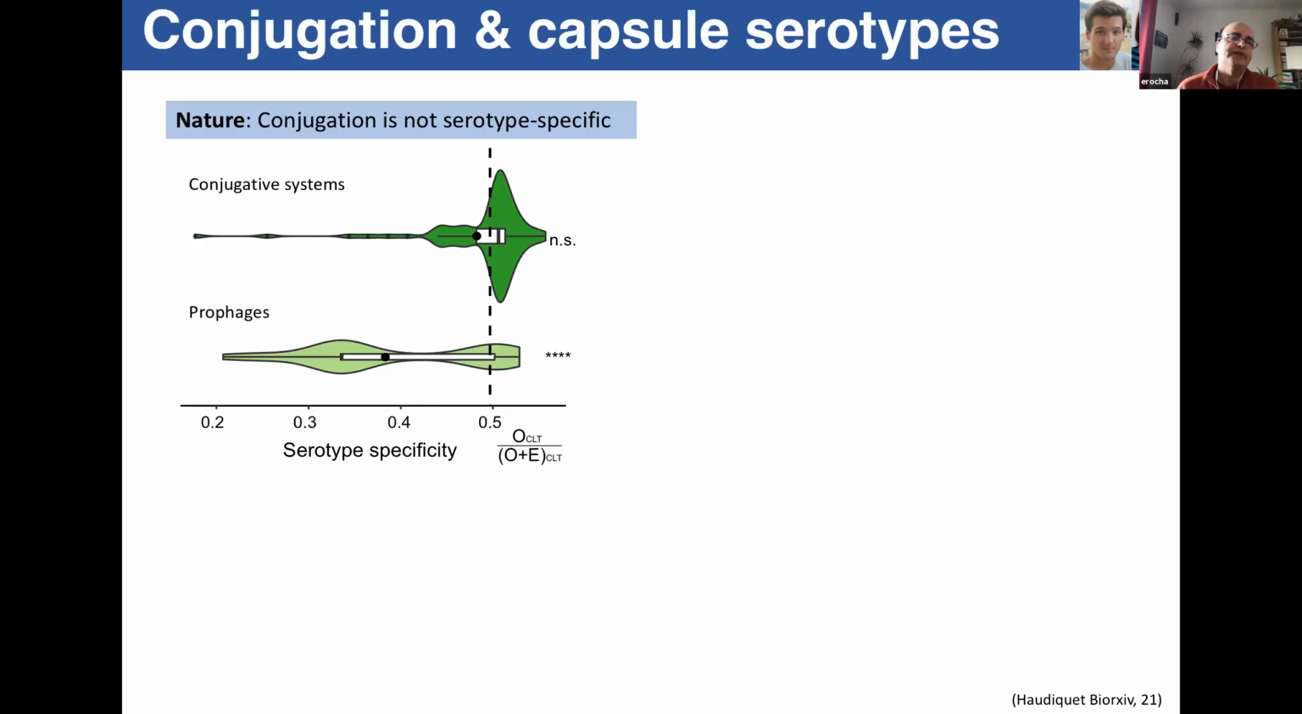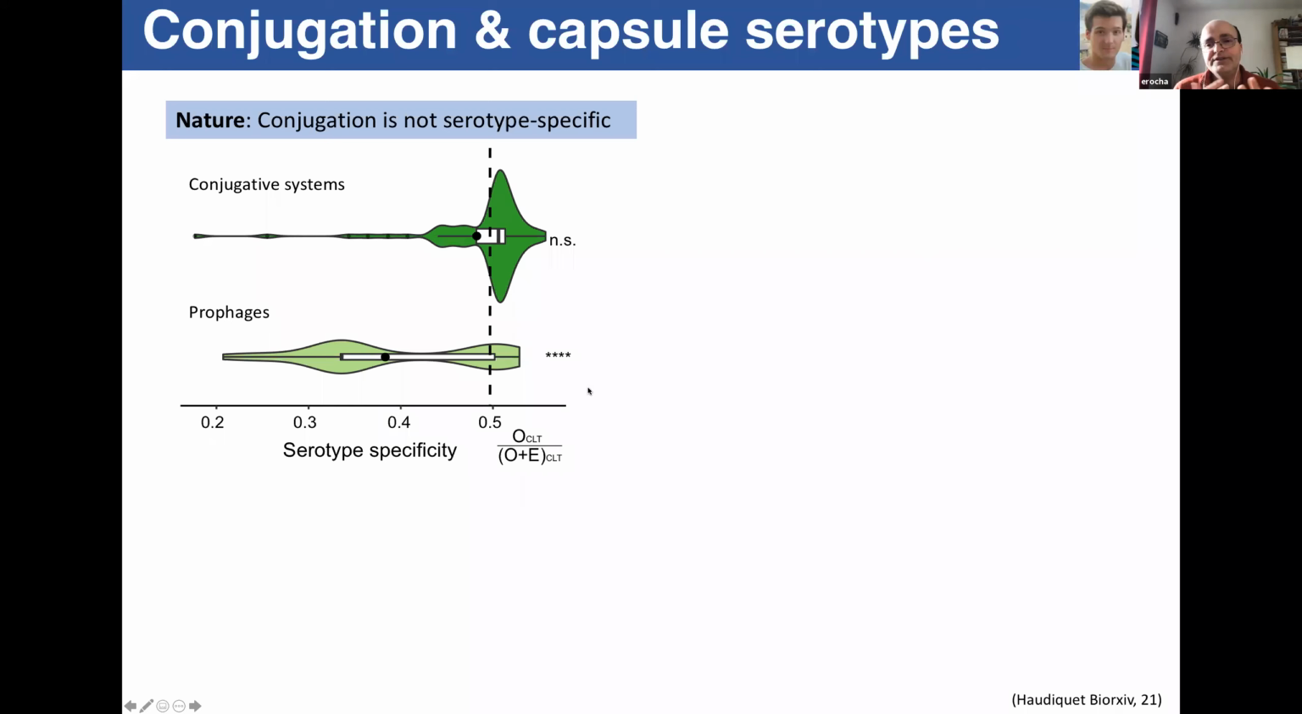So is this true? Well, then we stop the lab work and come back to the 4,000 genomes, and we cluster all the conjugative systems and all the prophages into families which are extremely similar. Then for each family of mobile element, we pose the question: do we find these mobile elements more frequently clustered within one or a few serotypes, or are they randomly distributed in the tree? This is what you're observing here in the graph.